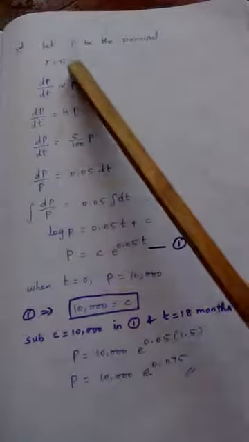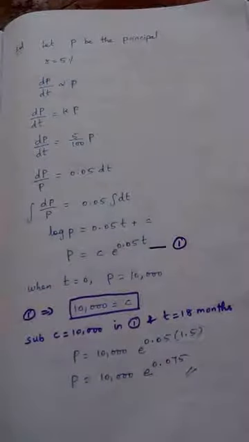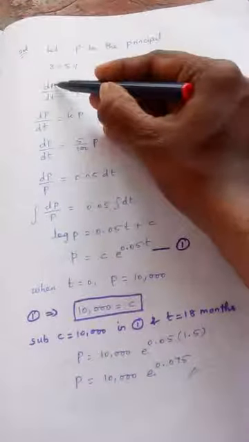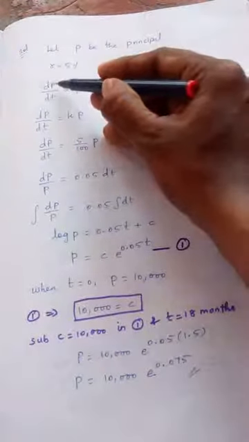So we will start like this. Let P be the principal. Rate of interest is 5%. Clearly dP by dt is proportional to P. What is the reason? What is P? Principal. The meaning of this is the rate of change of principal with respect to time. What is the meaning of that?